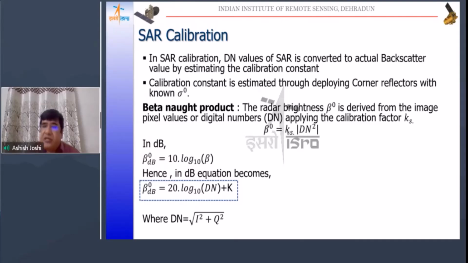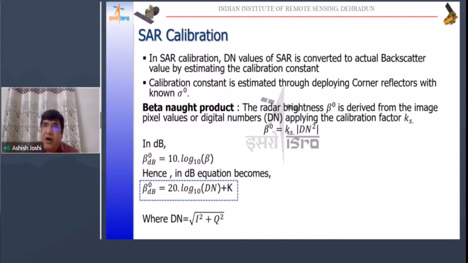Okay, so how do we convert to the sigma naught value? We have to do the SAR calibration. So what is done in SAR calibration? In SAR calibration, the DN values of SAR are converted to actual backscatter values by estimating the calibration constant. The calibration constant is estimated by deploying corner reflectors with known sigma naught.